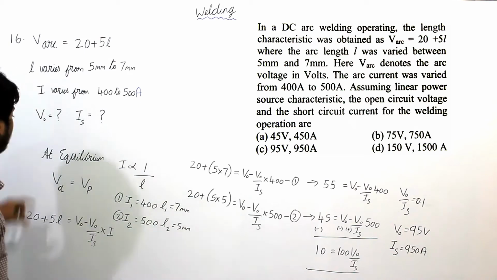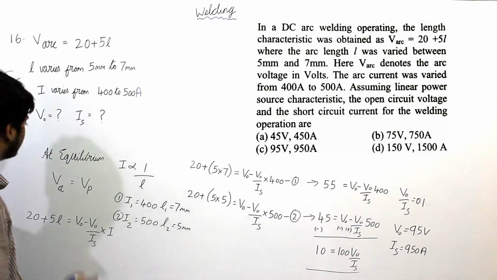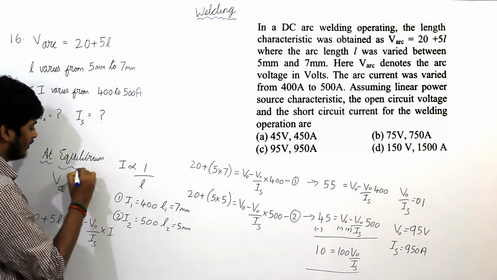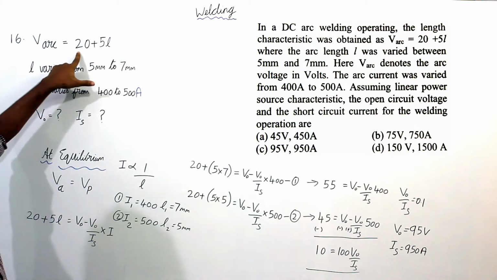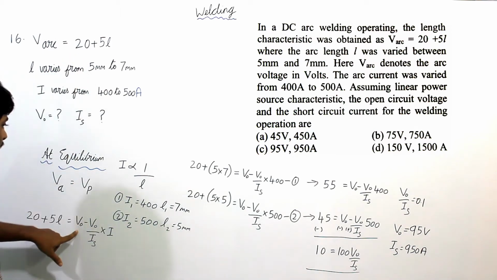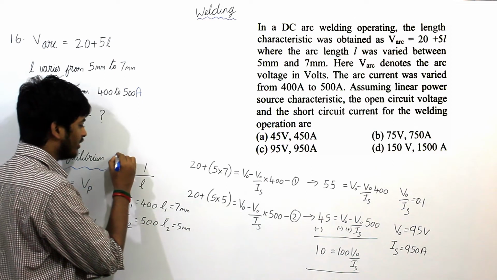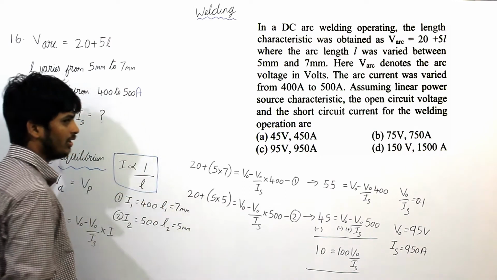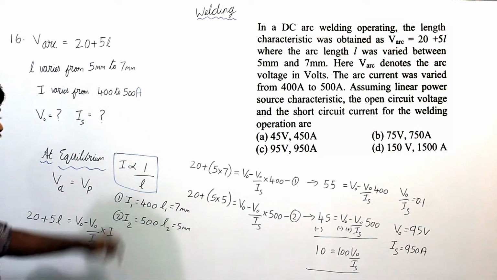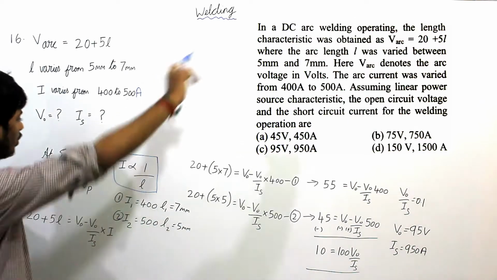Before solving this problem, we first have to know two conditions. One is that at equilibrium, VA is equal to VP, where VA is 20 plus 5L and VP is equal to V0 minus V0 by IS into I. The second condition is that current is inversely proportional to arc length. Current is inversely proportional to arc length.